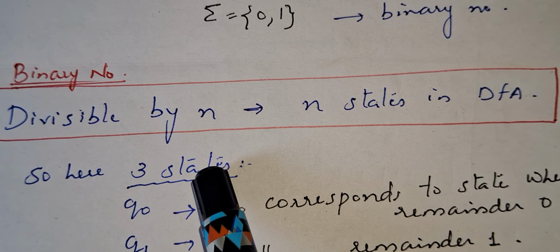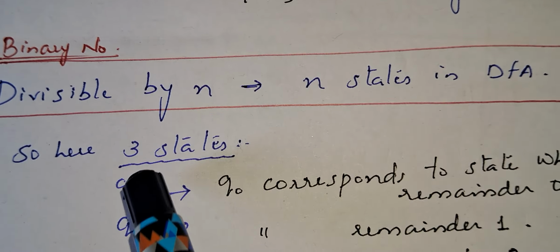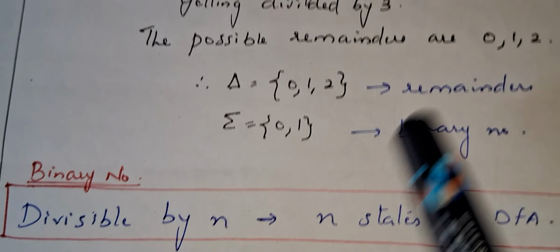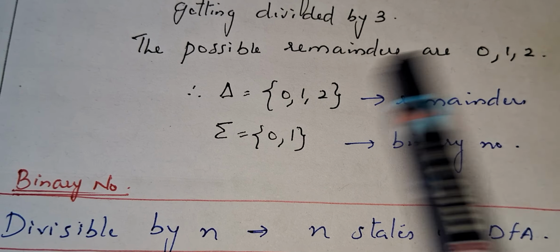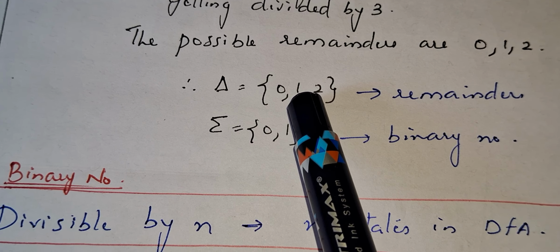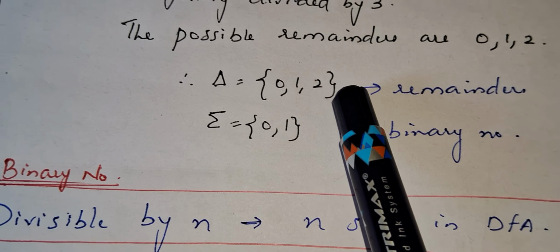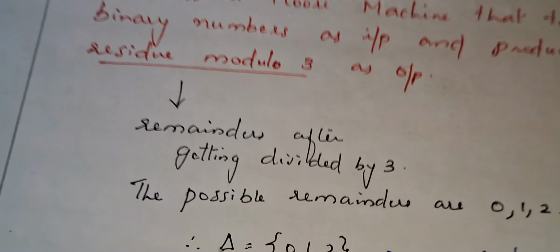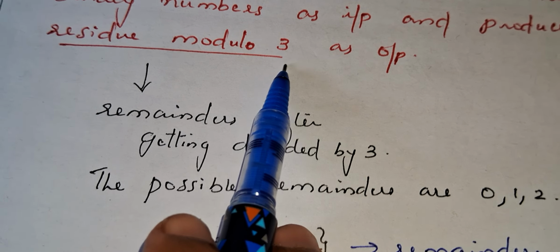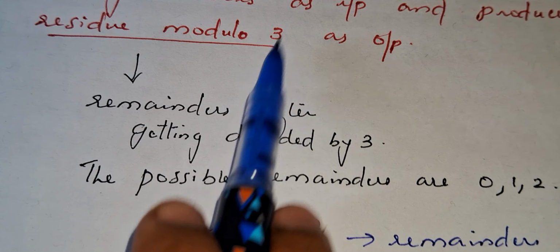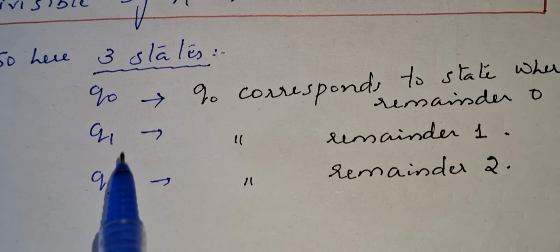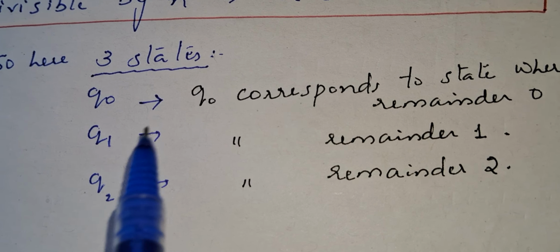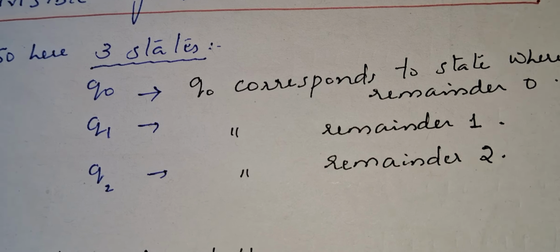So while you are drawing the DFA, you will get 3 states, Q0, Q1 and Q2. What will be the remainders? 0, 1 and 2. So there are 3 states, each state produces a remainder. Suppose Q0 will produce remainder 0, Q1 will produce remainder 1, Q2 will produce remainder 2. Modulo n means in the DFA there should be n states, so 3 means 3 states, Q0, Q1, Q2 I am taking here. In a Moore machine each state produces some output. So Q0 produces output 0, Q1 produces output 1, Q2 produces output 2.